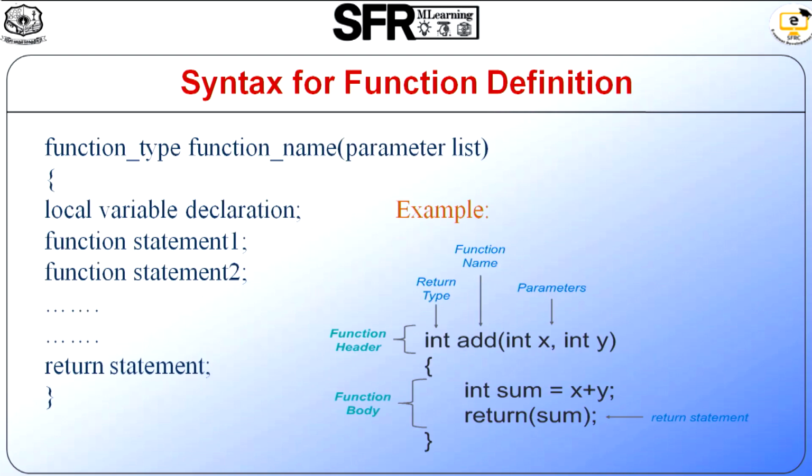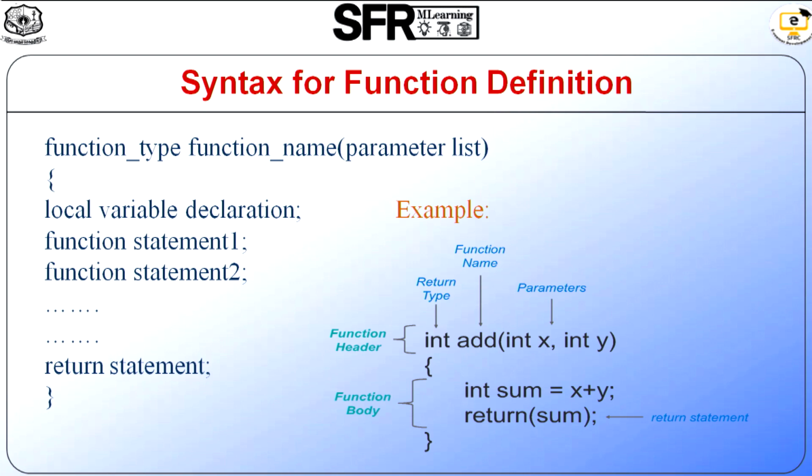Syntax for function definition. This is the general format for function definition. First is function type, then function name, parameter list. This parameter list contains formal parameters, then local variable declaration, function statements, return statement. For example, consider the addition of 2 numbers. We create a function named add, which takes 2 parameters as input, int x and int y. The function returns a value as an integer, so we declare the return type as integer. Inside the function we calculate the sum, that means sum equals x plus y.